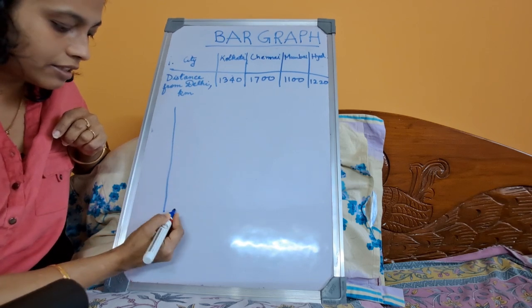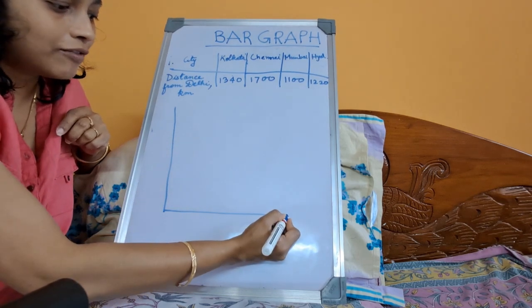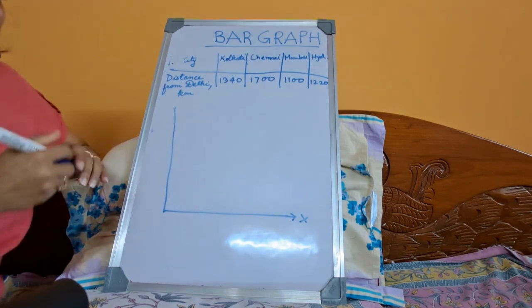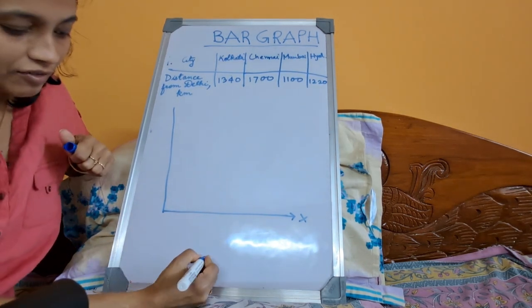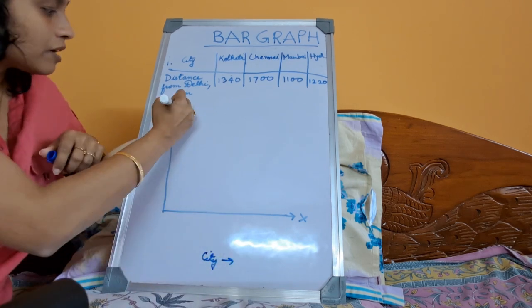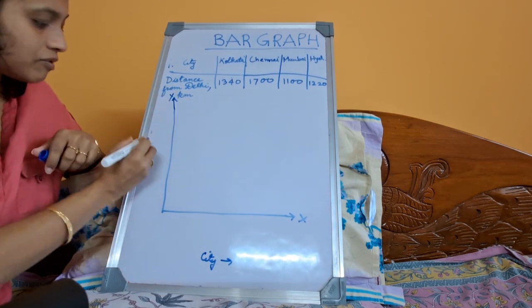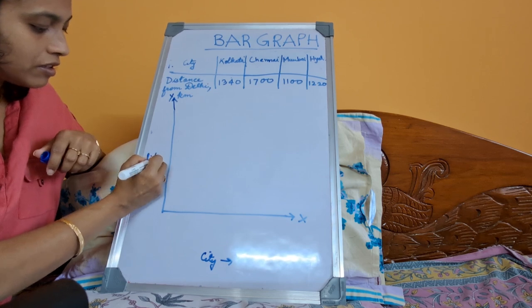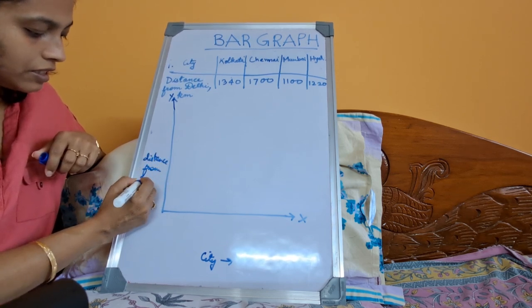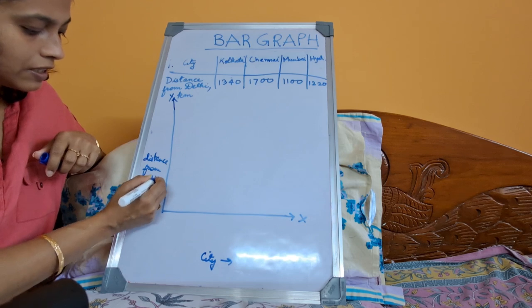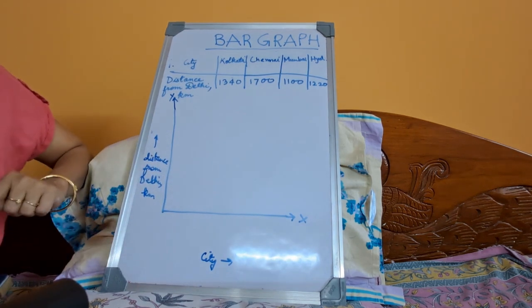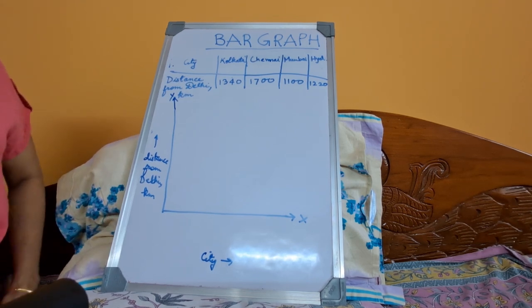We draw an x-axis and a y-axis. The x-axis represents the city, and the y-axis represents the distance from Delhi in kilometer. Okay.